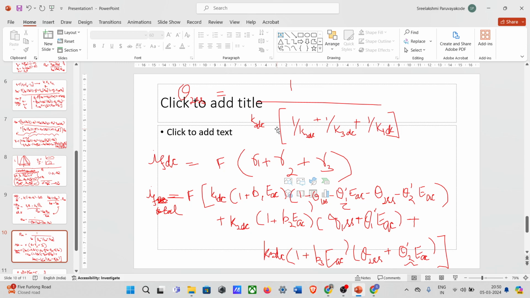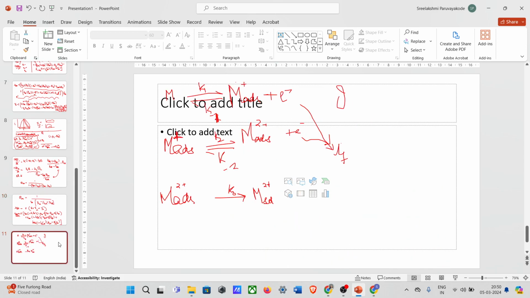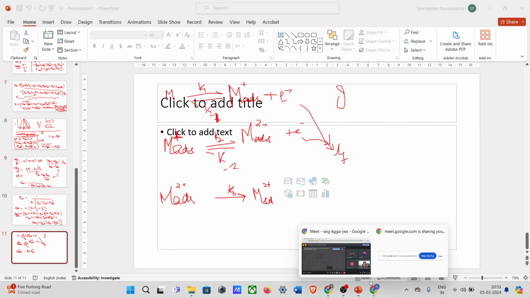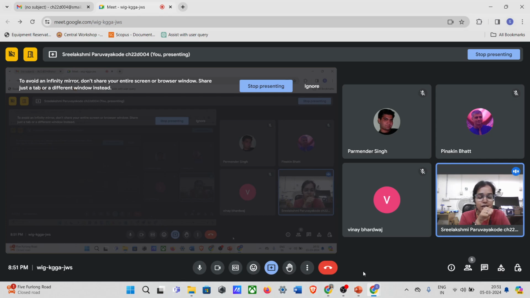Okay, for the next class, I'll make some numerical problems based on this. I'll take any random value and solve it, and show what the process will be. Sure, I'll do that. We'll discuss that in the next class. Any other suggestions?